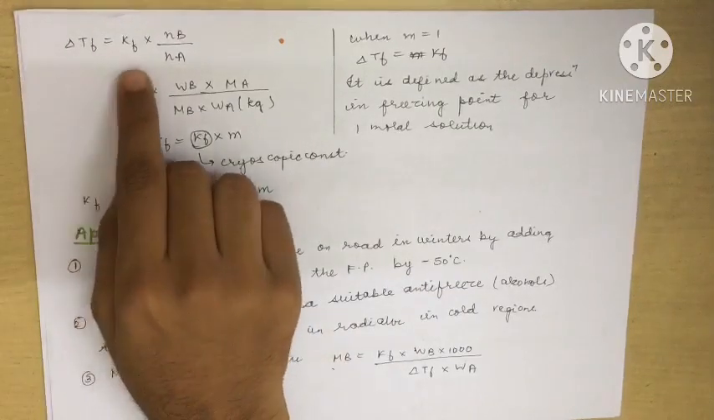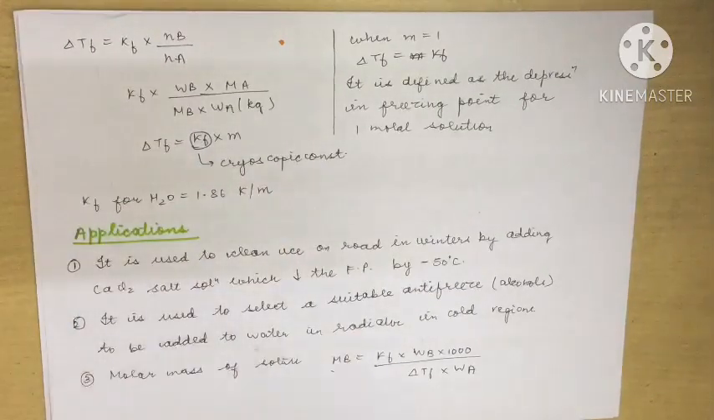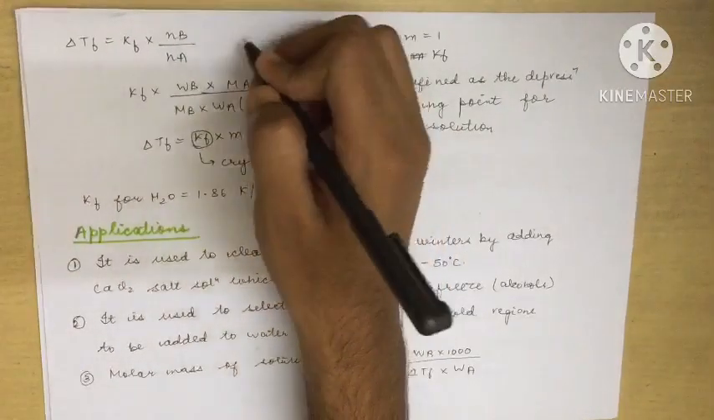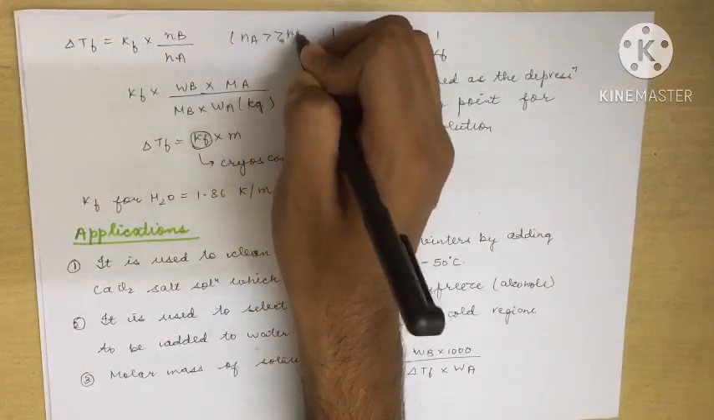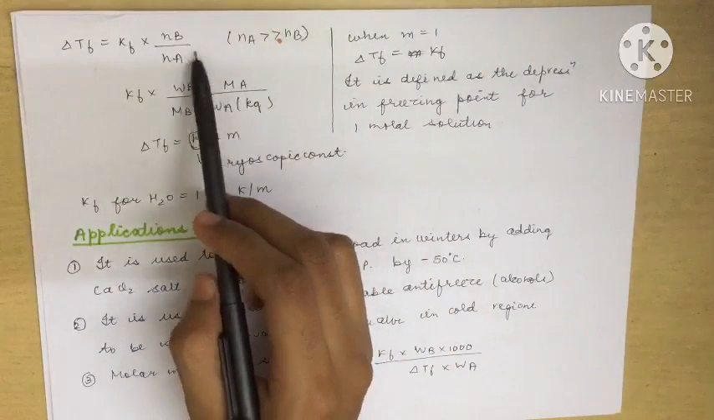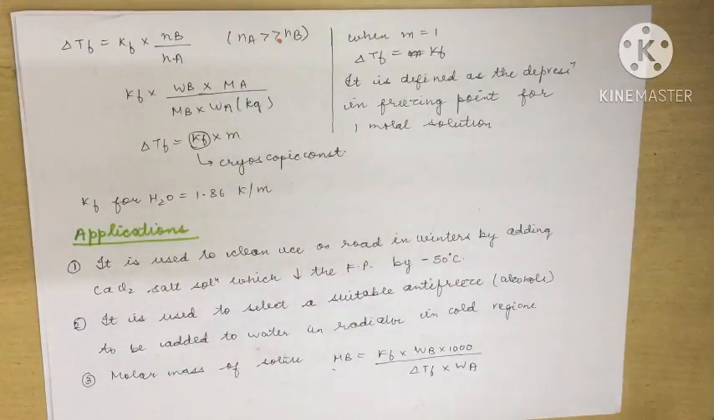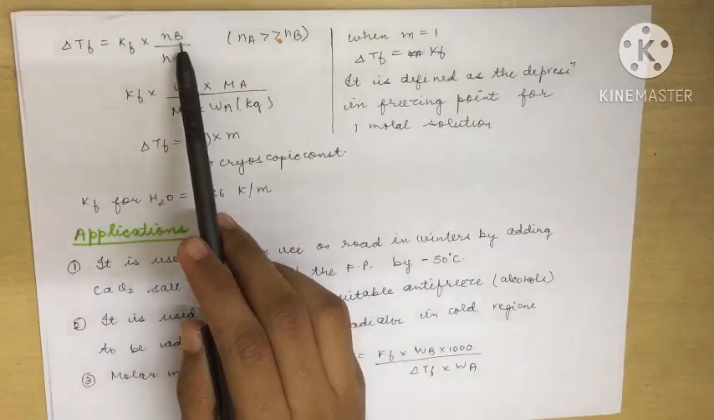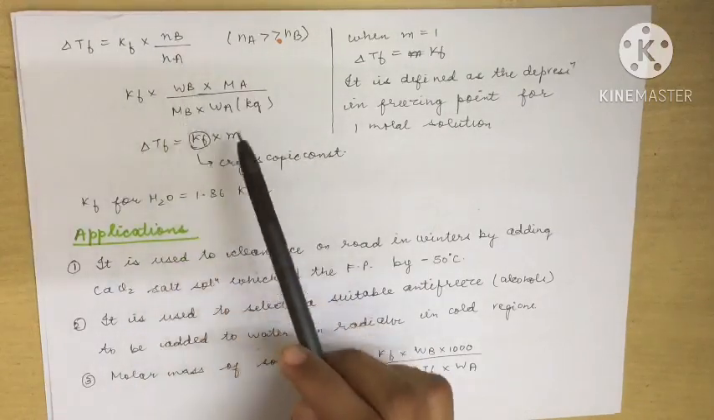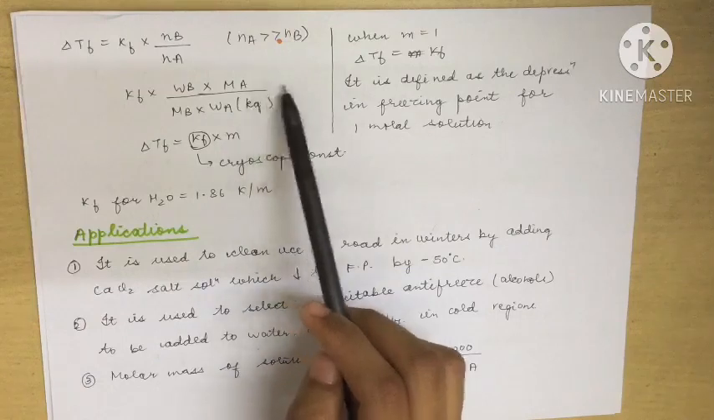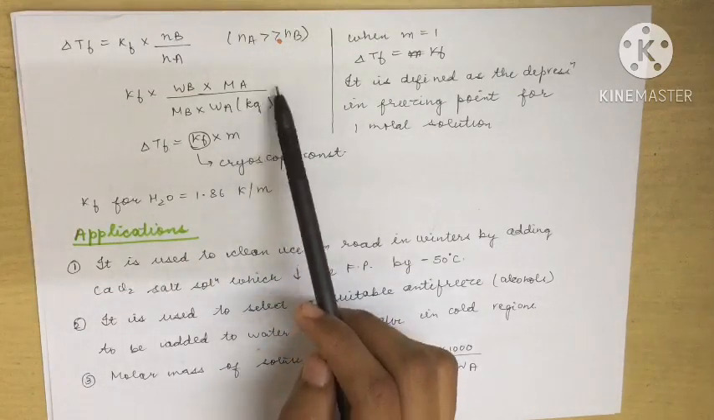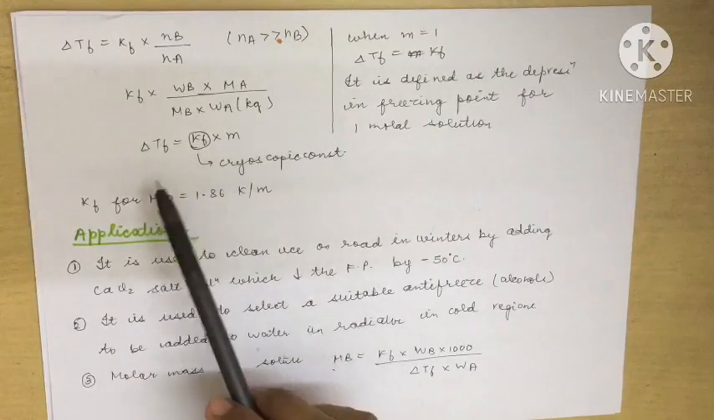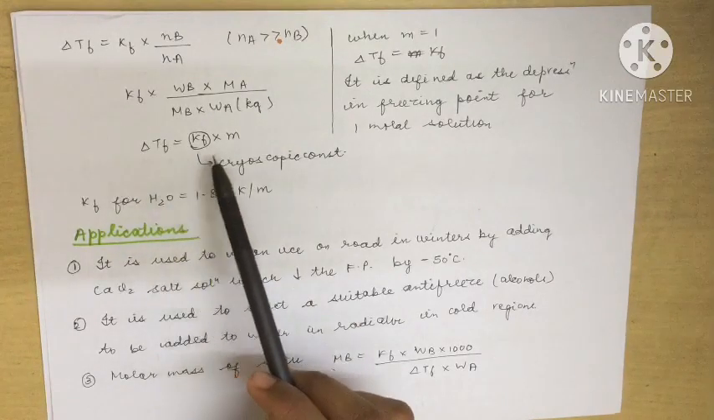See, delta Tf equal to Kf into XB. XB was the mole fraction of solute B. Now XB can be written as nB upon nA plus nB, but since we have a dilute solution, we can write that nA is much greater than nB, so the nB in the denominator we have neglected. Putting the values for nB and nA, that is WB by MB and WA by MA in kg. So I have not added 1000. If it was in gram, that time I can add 1000 also. So I will get delta Tf equal to Kf into m.